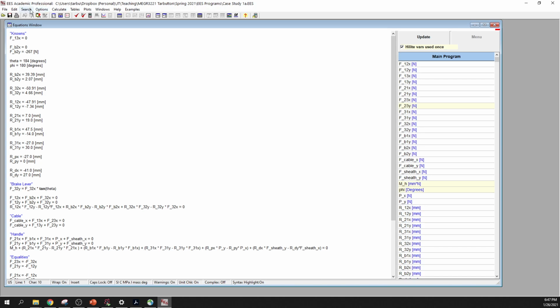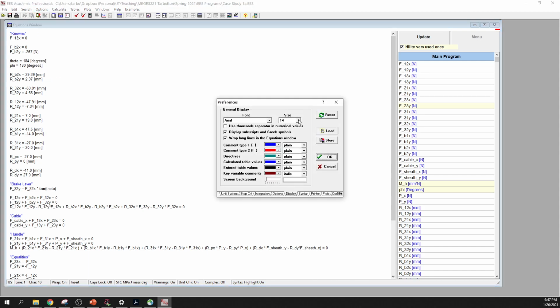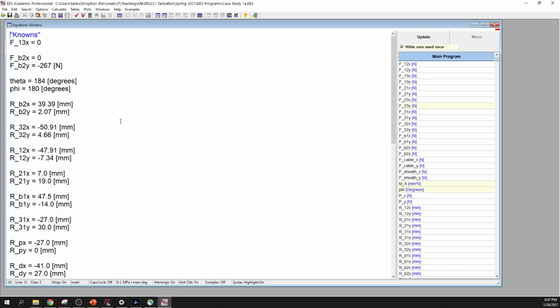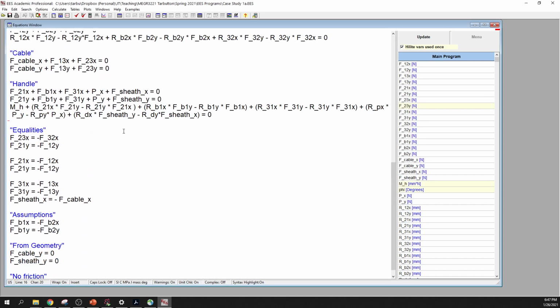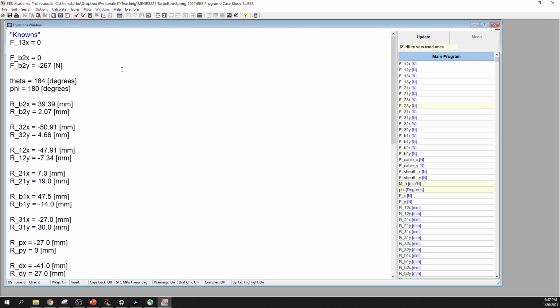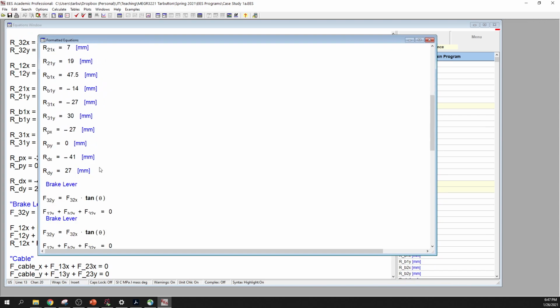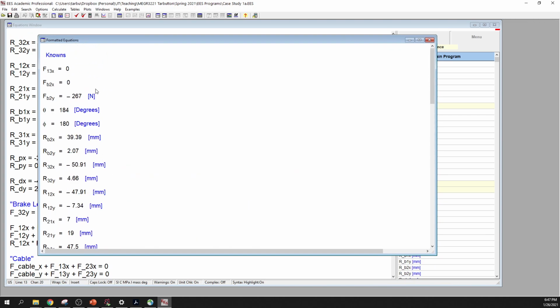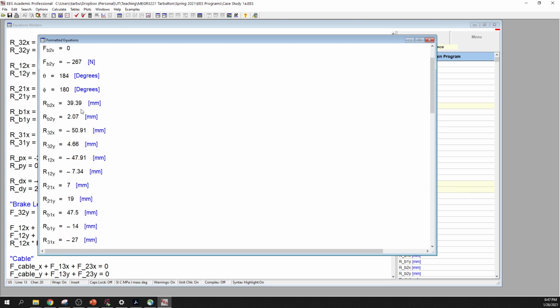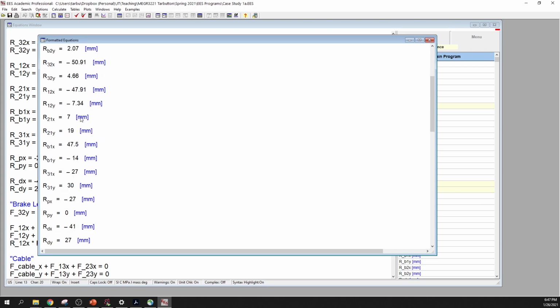Also, let me make these a little bit bigger. Okay, if you look at these, you can see all these equations. And another good thing about EES is you can look at the formatted equations. Okay, so you can come down here and you can actually look at your formatted equations to make sure you put the variables in right and double check your distances and everything like that.